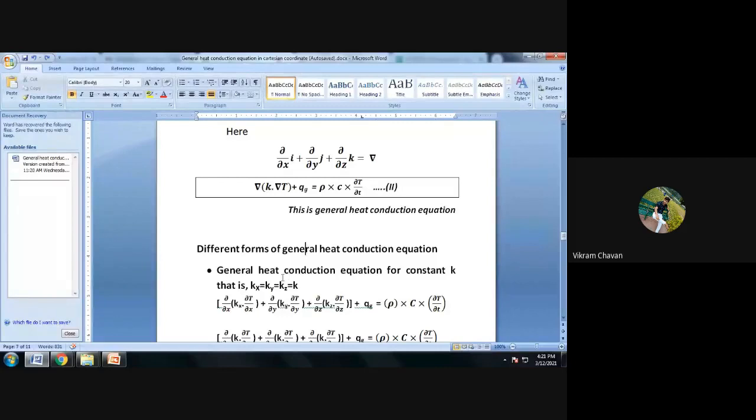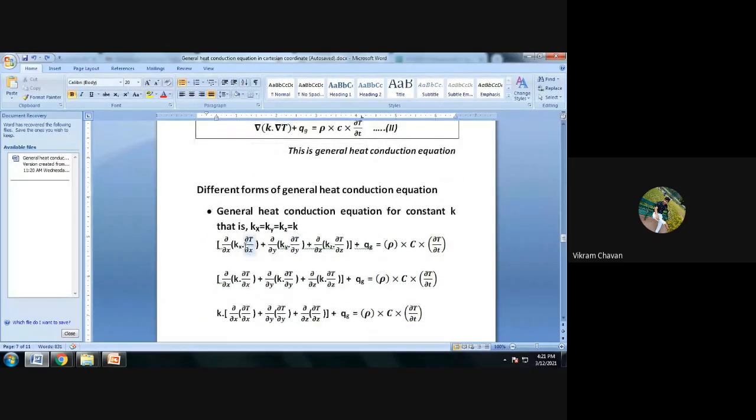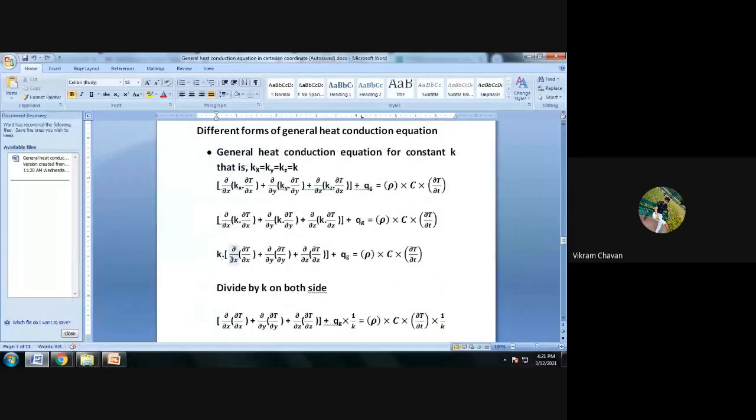So we are considering k suffix x is equal to k suffix y is equal to k suffix z is equal to k. Once we introduce this constant, k is a constant, then it will be taken out of the bracket. So instead of k suffix x, k suffix y, k suffix z, we are putting only k everywhere. And we have taken out this k outside the bracket because it is a constant now. It is not varying. So once we take it outside the bracket, further we have divided by k throughout the equation.